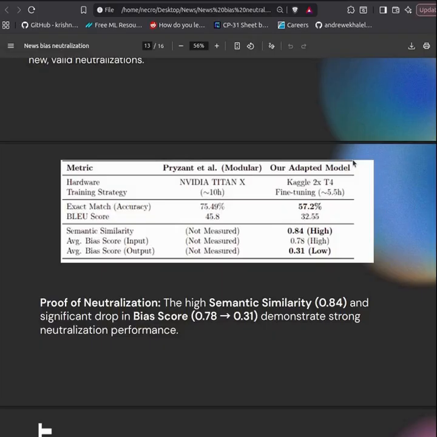My exact match accuracy was 57.2%, which is lower than the original paper. But as we have established, these original metrics are not very accurate for predicting the model's performance or for identifying bias and neutralization. So according to my defined metrics, which are semantic similarity and the bias score, my model achieved a semantic similarity of 0.84, which is on the higher end. This shows that we have managed to preserve the core factual meaning of the sentences.